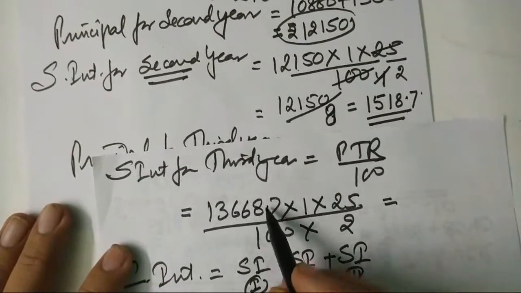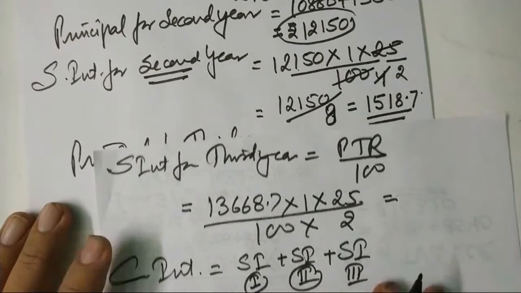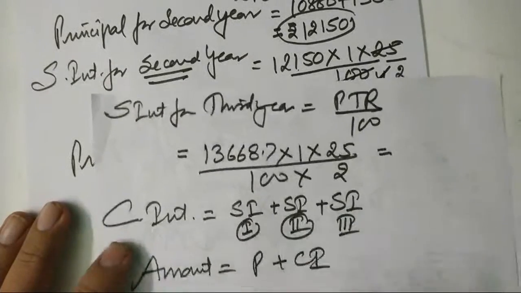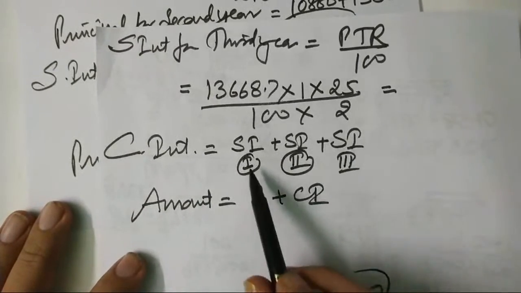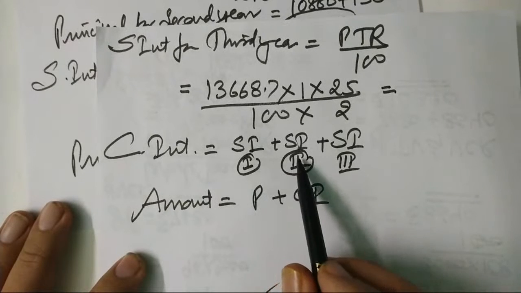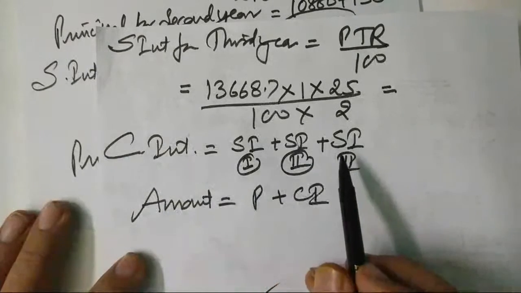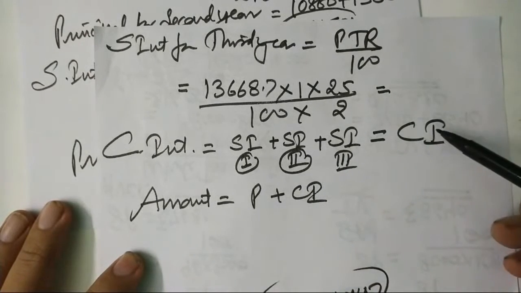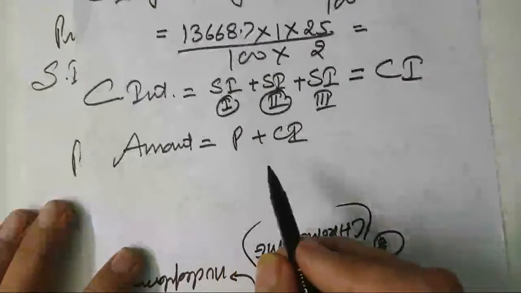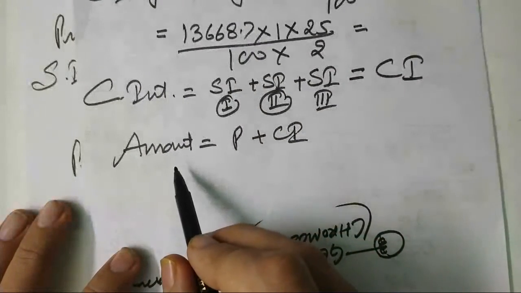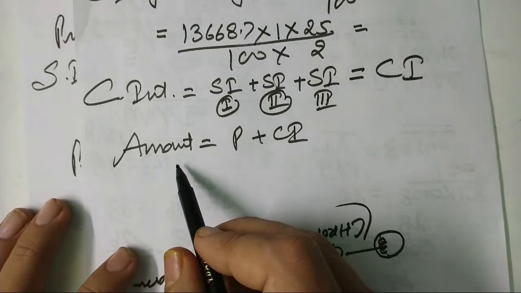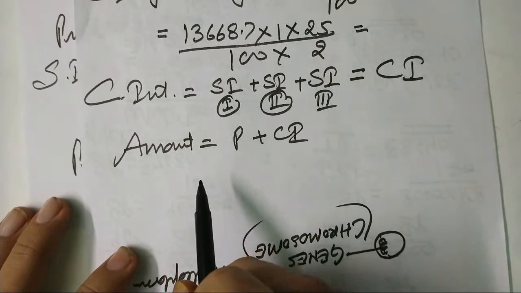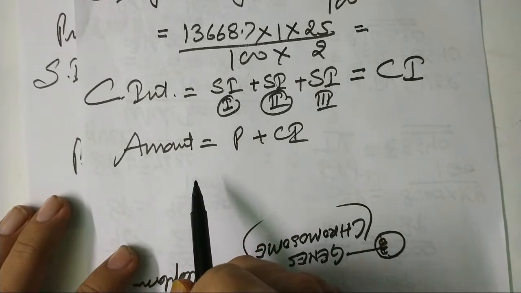So third interest you have to simplify here, and then add the three simple interests for the first year, second year and third year. Add the simple interest of first year, add the simple interest of second year, add the interest of third year. This will give you the compound interest. When you add this with the first principal, you will get the amount. This is how we do the question of compound interest. This is the normal long method of finding the compound interest. So hope you have understood.